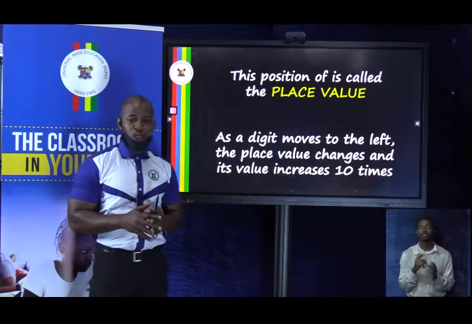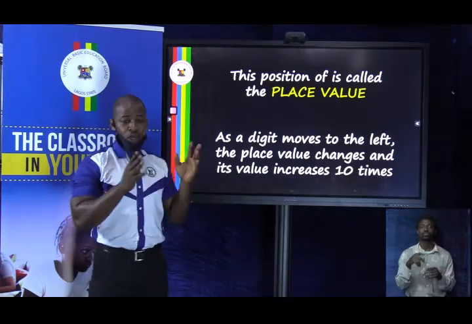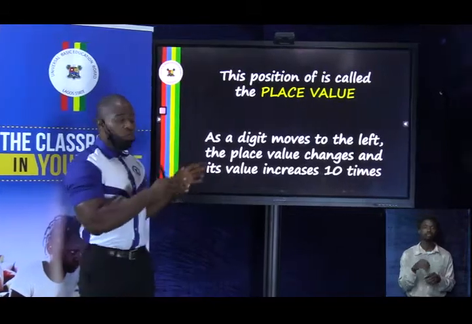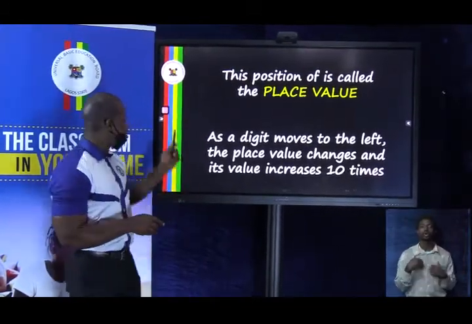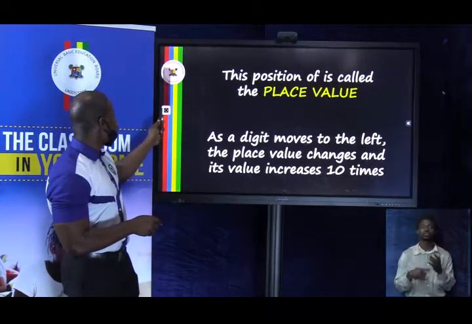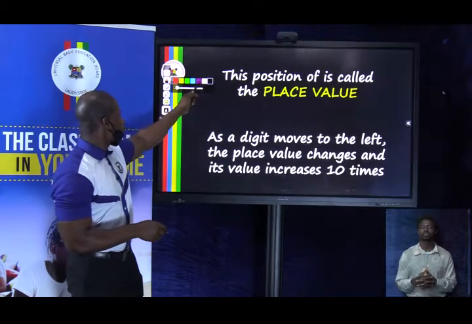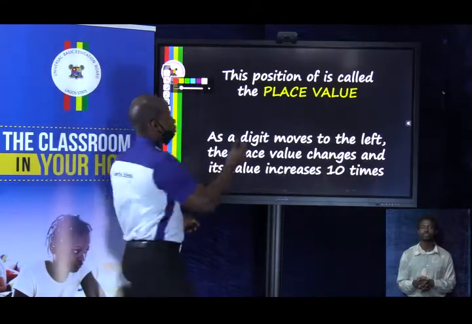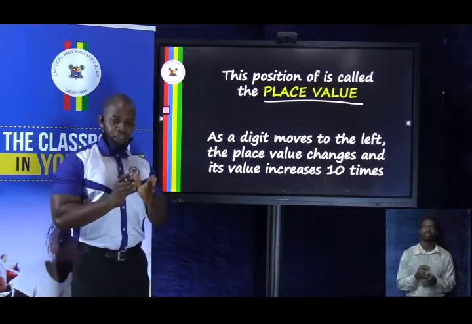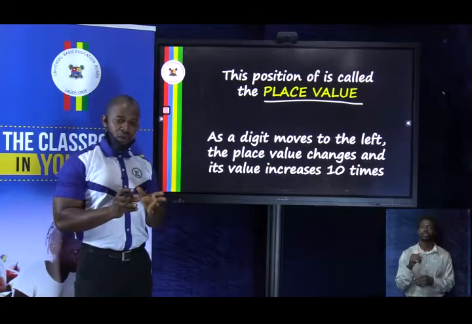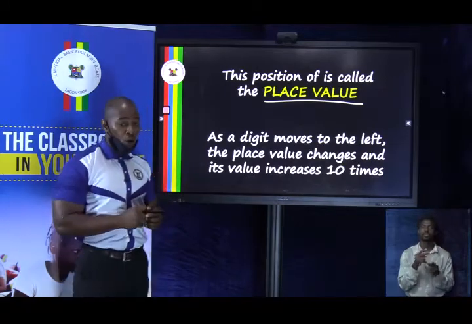Now these positions, they have names. Under the ones you have 3 rooms, under the thousands you have 3 rooms, under the millions you have 3 rooms. So each of these rooms has its own unique name, and this name is what we call the place value. That position where a digit finds itself is what we call the place value of that digit.